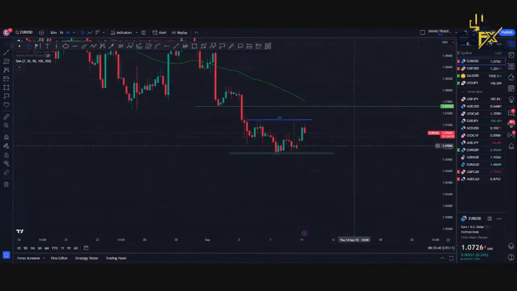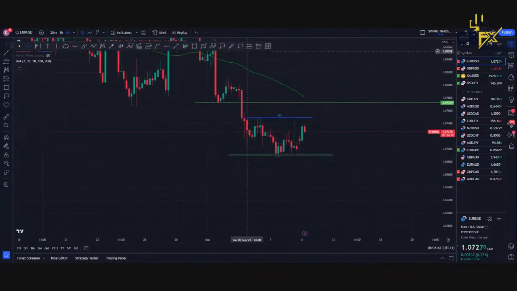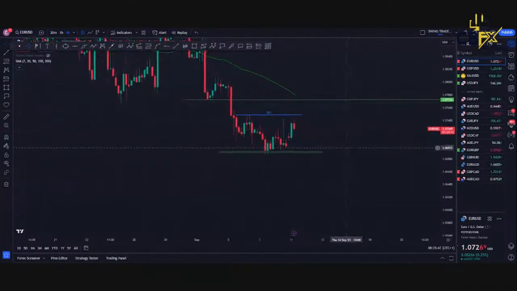All right, let me look at this right now. What am I looking at? I'm looking for more sales. My aim is to let them take out liquidity. They will definitely take out this liquidity, which I'm expecting them to do.